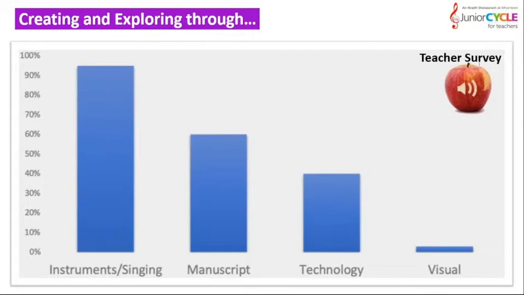The voice of our survey tells us that over 90% of our students are creating and exploring through instruments and/or singing, which builds on what is new for junior cycle music, in that students can use instruments to compose for their first classroom-based assessment, which is the composition portfolio.